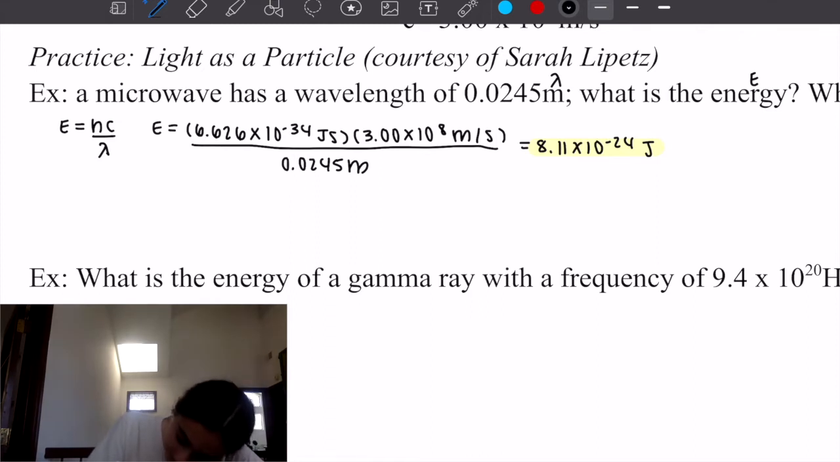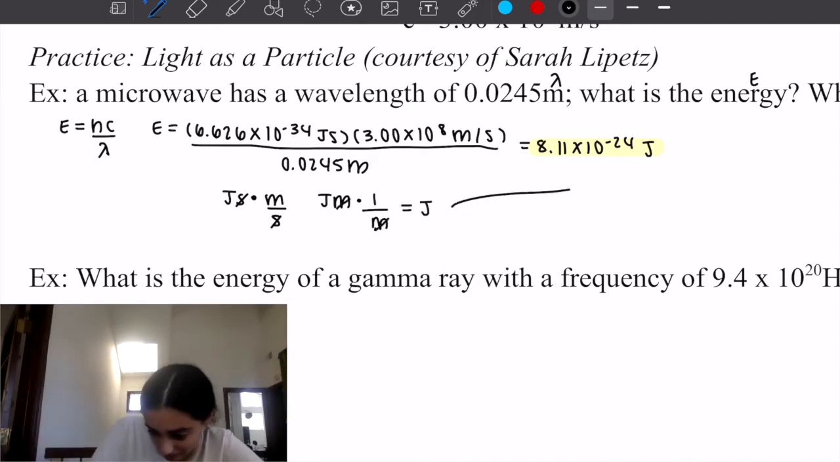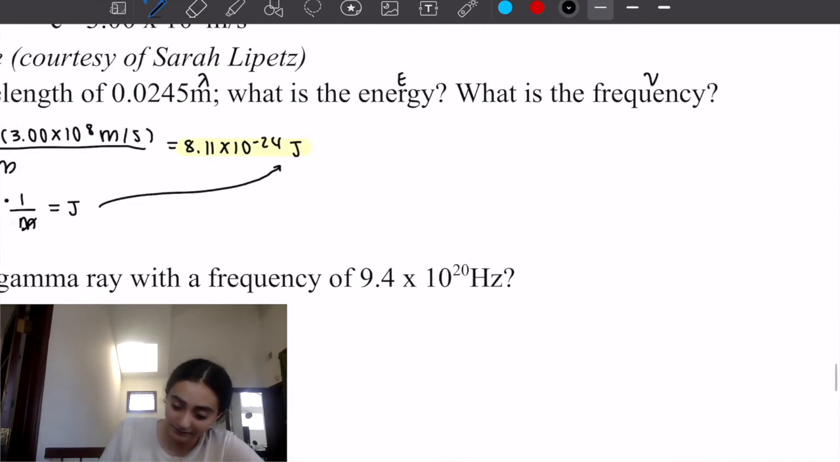For the Planck's constant, we have joule seconds, and we are multiplying that by meters per second, so the seconds cancel out. And then we multiply joule meters by 1 over meters, and we just get joules, which is the same as this. Now let's figure out the frequency.